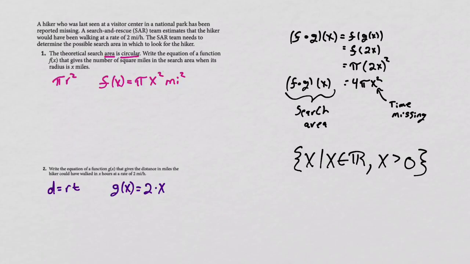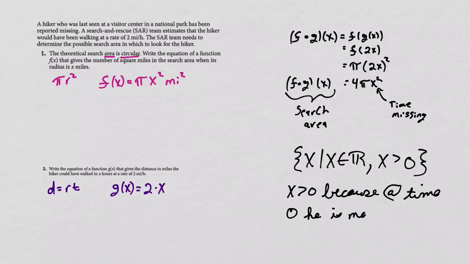And the reason why I'd be okay with this is because I'm a parent. If my daughter went missing, I would never stop looking for her, so I would consider that infinity. So this, I would say, is from 0 to infinity. But the key to this is you have to justify this. I could say that x must be greater than 0 because at time 0, he is not lost, and infinity because someone is always looking for him.